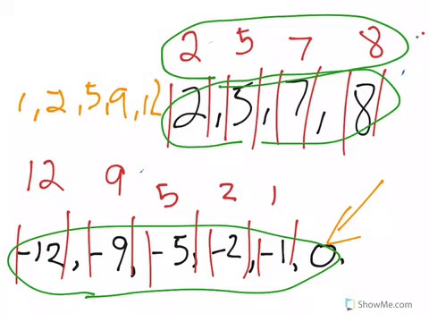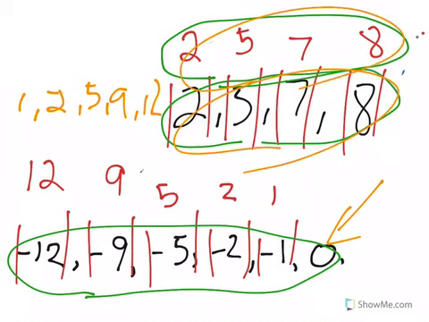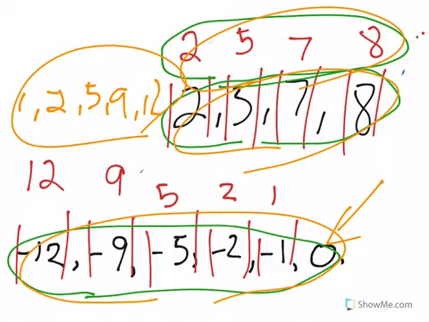So a couple of rules here that we need to know. 1, the order of positive numbers is the same as the order of their absolute values. 2, the order of negative numbers is the opposite of the order of their absolute values. And then finally, again, like we mentioned, negative numbers are always less than positive numbers.